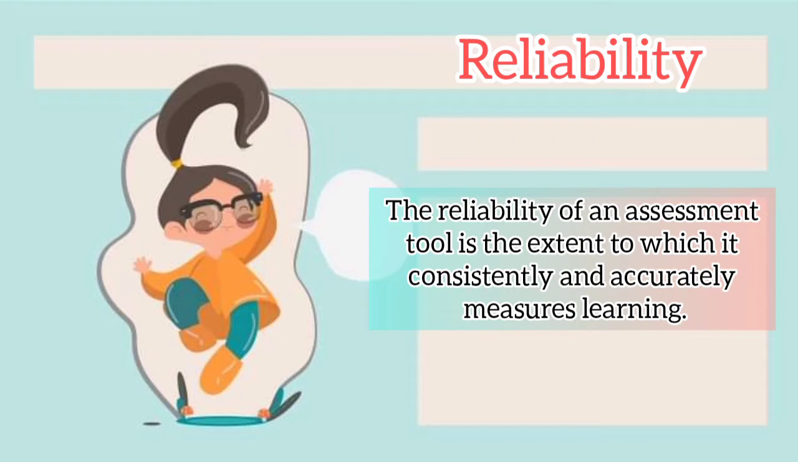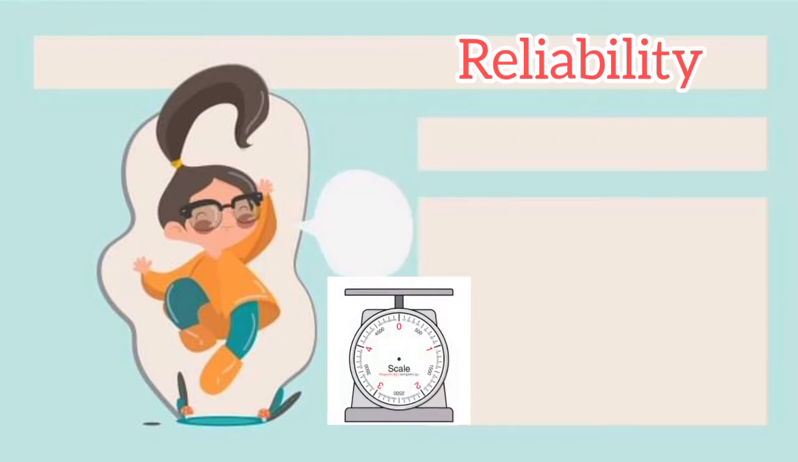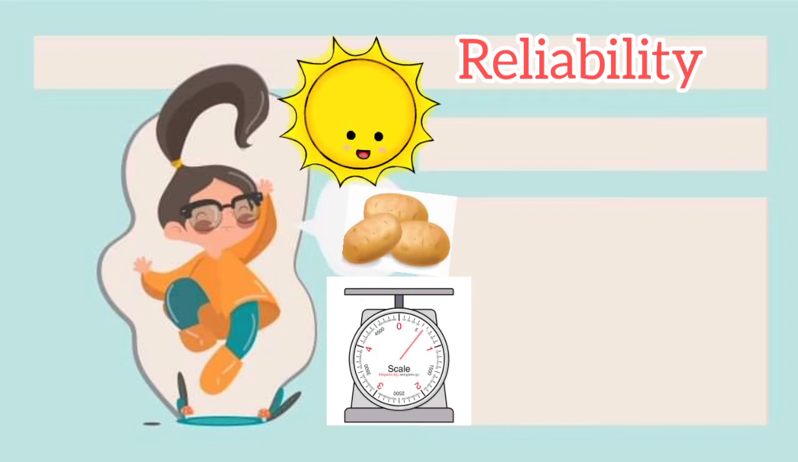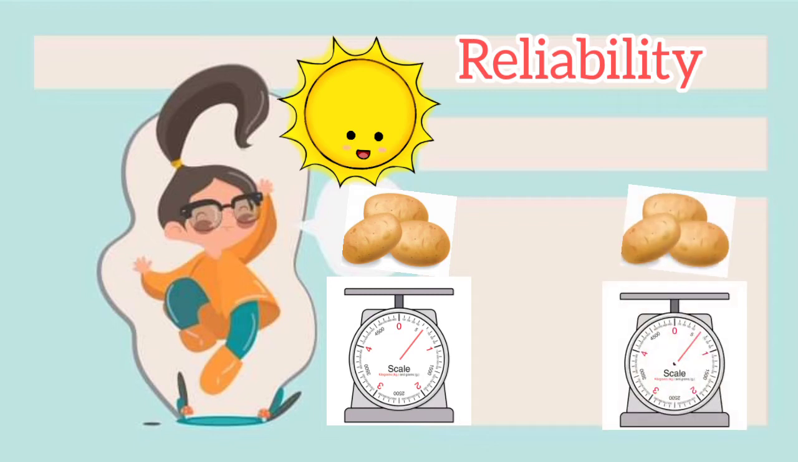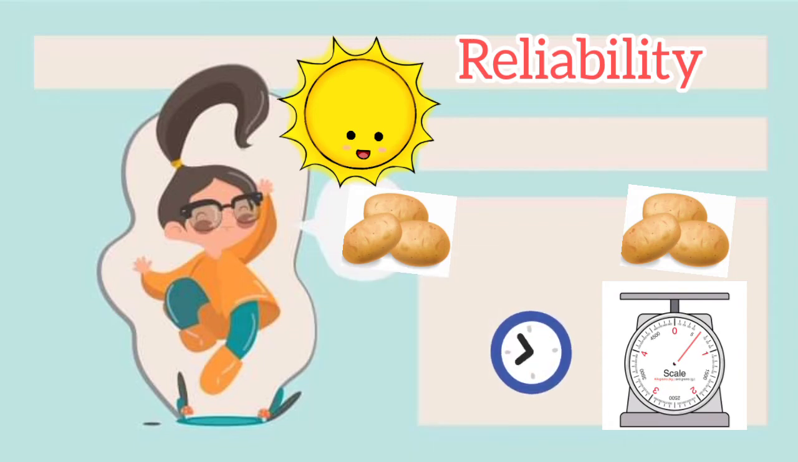Another way to think of reliability is to imagine a kitchen scale. If you weigh 5 pounds of potatoes in the morning and the scale is reliable, the same scale should register 5 pounds for the potatoes an hour later, unless of course you peel and cook them.